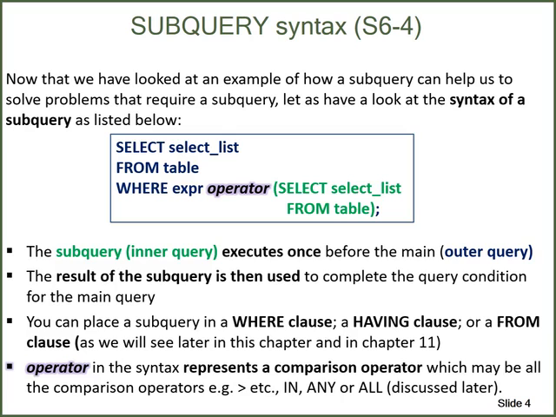subquery in green. The subquery or the inner query executes once before the main or the outer query. So what Oracle does is, Oracle first executes the green subquery, and then it uses the result of the green subquery, replaces it in the where clause of the outer or main query, and executes the outer or main query. The result of the subquery is then used to complete a query condition for the main query.